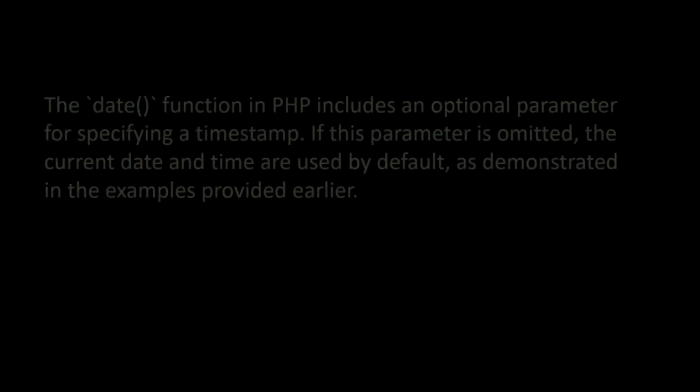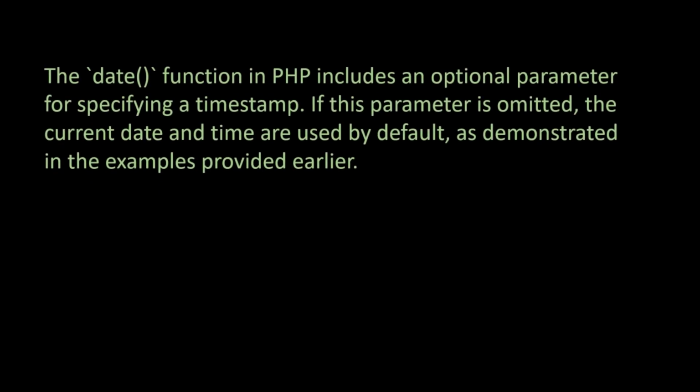As we discussed before, the date function in PHP includes an optional parameter for specifying a timestamp. If this parameter is omitted, the current date and time are used by default, as demonstrated in the examples provided earlier.